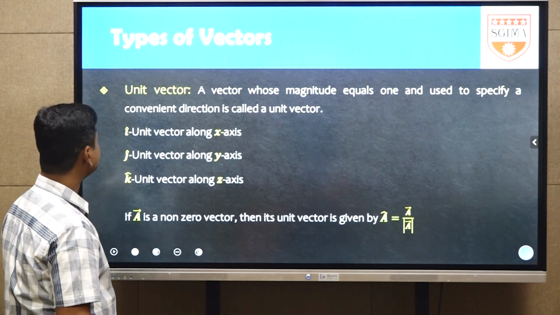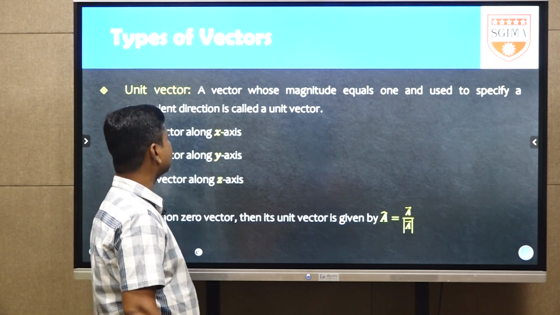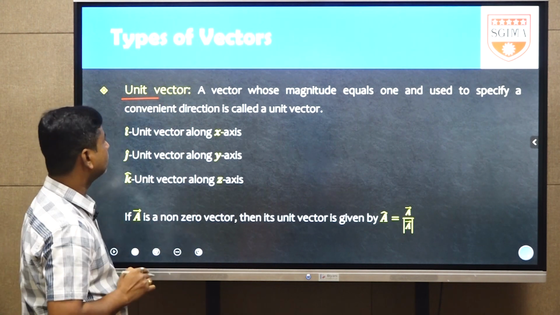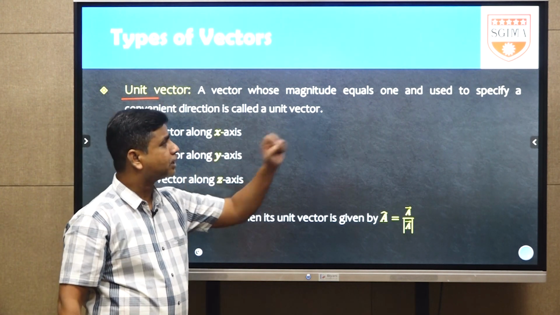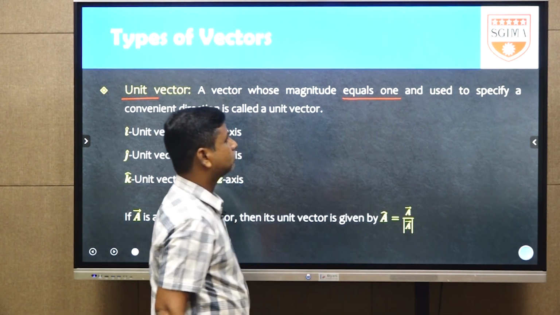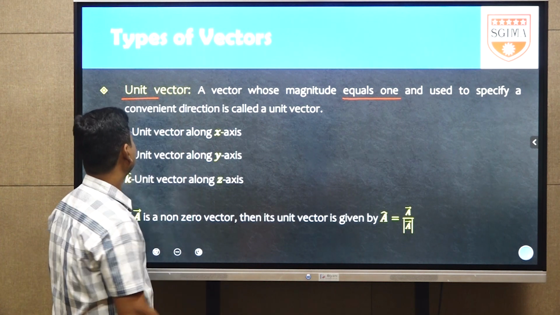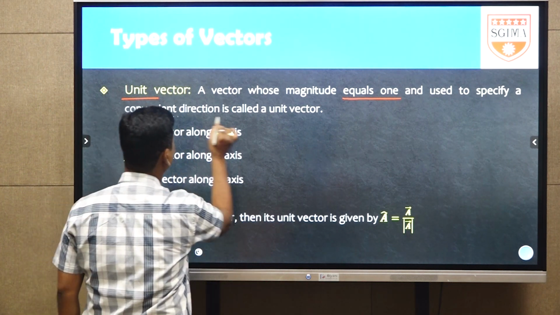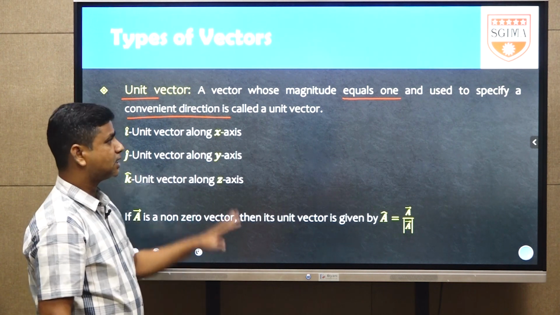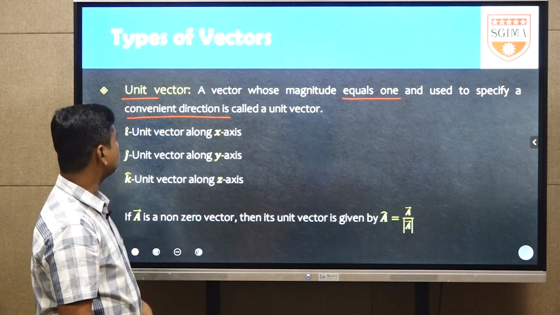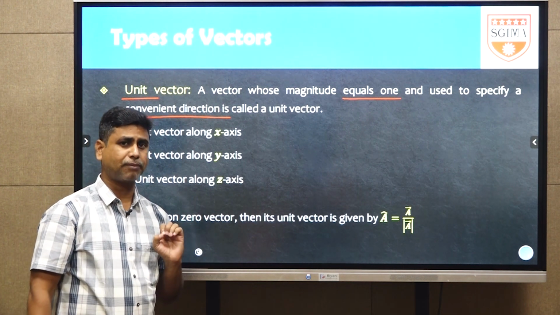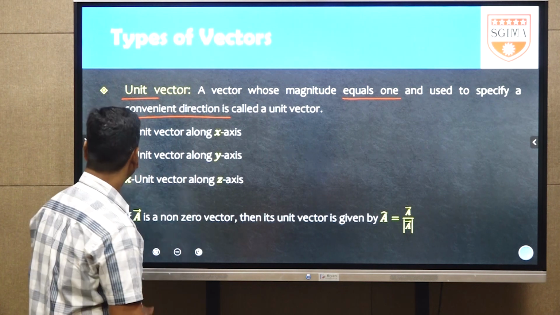Next, the next one is unit vector. What does unit vector mean? From this word only you can understand. Unit means 1. A vector whose magnitude is equal to 1, and used to specify a convenient direction, is called a unit vector. It has one specific convenient direction, and its magnitude is always 1 only.